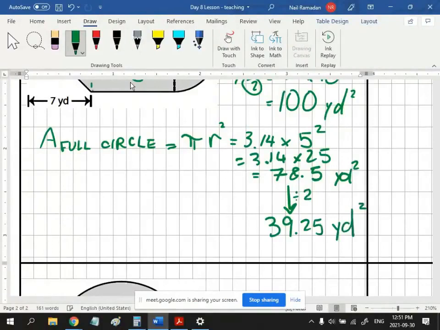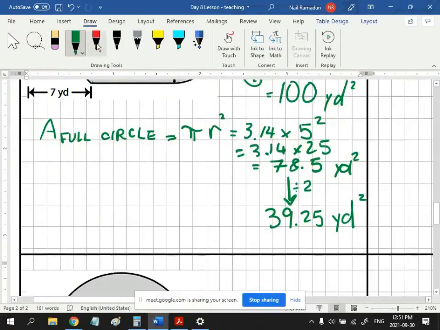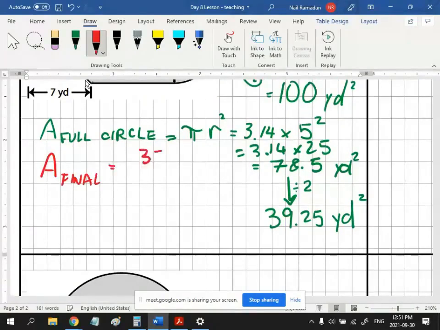Now what do you do with those three? Because they're all stuck together. So A final equals, what was the top one? 35 plus 100 plus 39.25. All in all, 174.